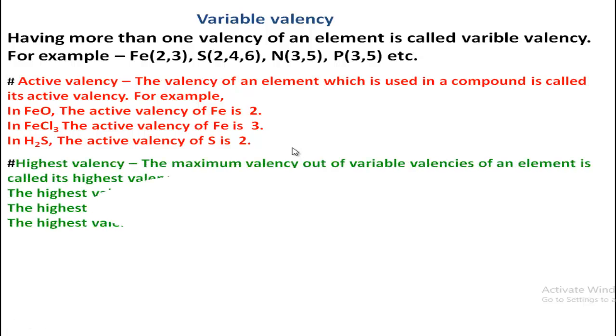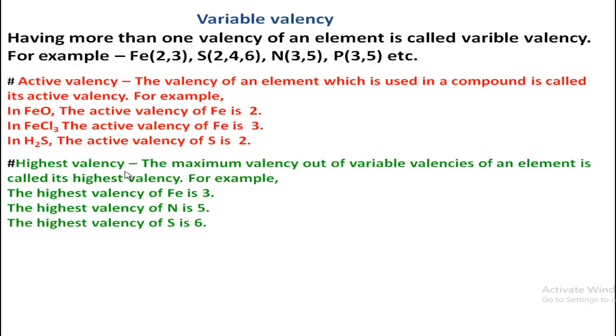Now, highest valency. What is highest valency? Among the variable valencies, the highest number of valency is the highest valency of that element. For example, iron: the highest valency of iron is 3, sulfur 6, nitrogen 5, phosphorus 5, etc.